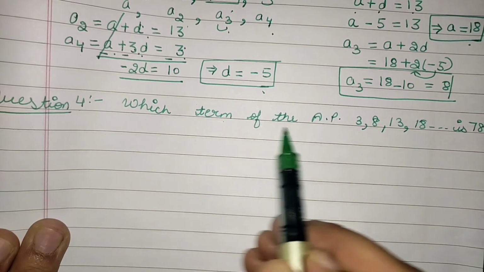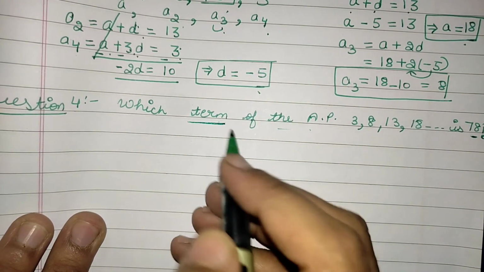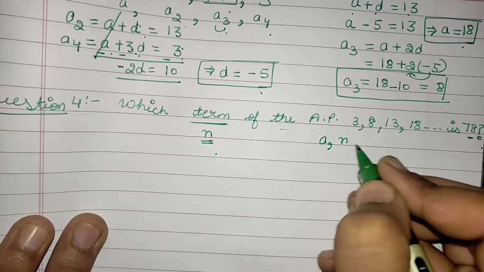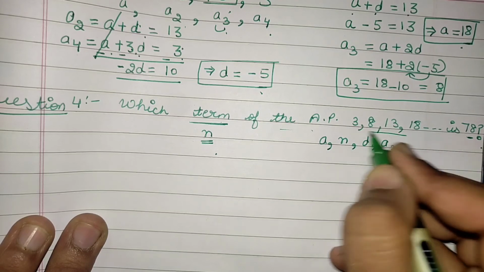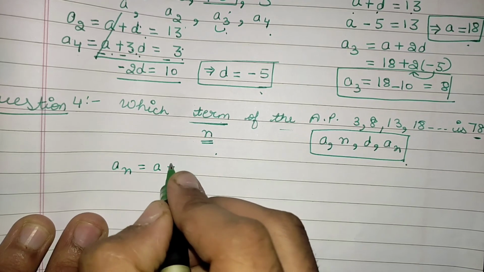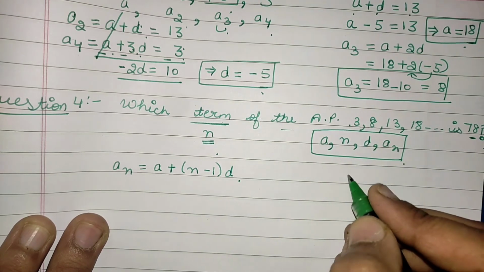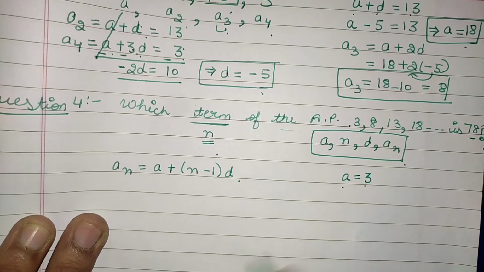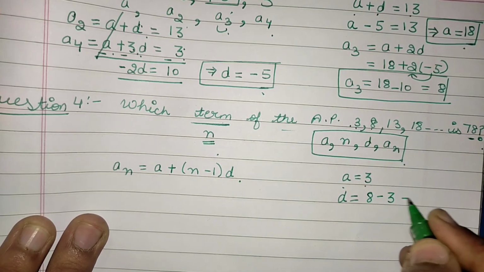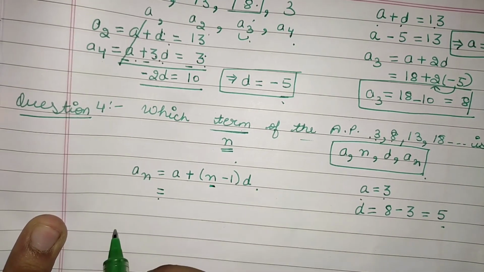Question number 4 says, which term of the AP is 78? Which term means I have to find the value of n. I have told you that whatever value among these 4 you have to find, you have to use the formula an is equal to a plus n minus 1 into d. From this AP you can see that a is equal to 3 and the common difference is 8 minus 3, which is equal to 5.